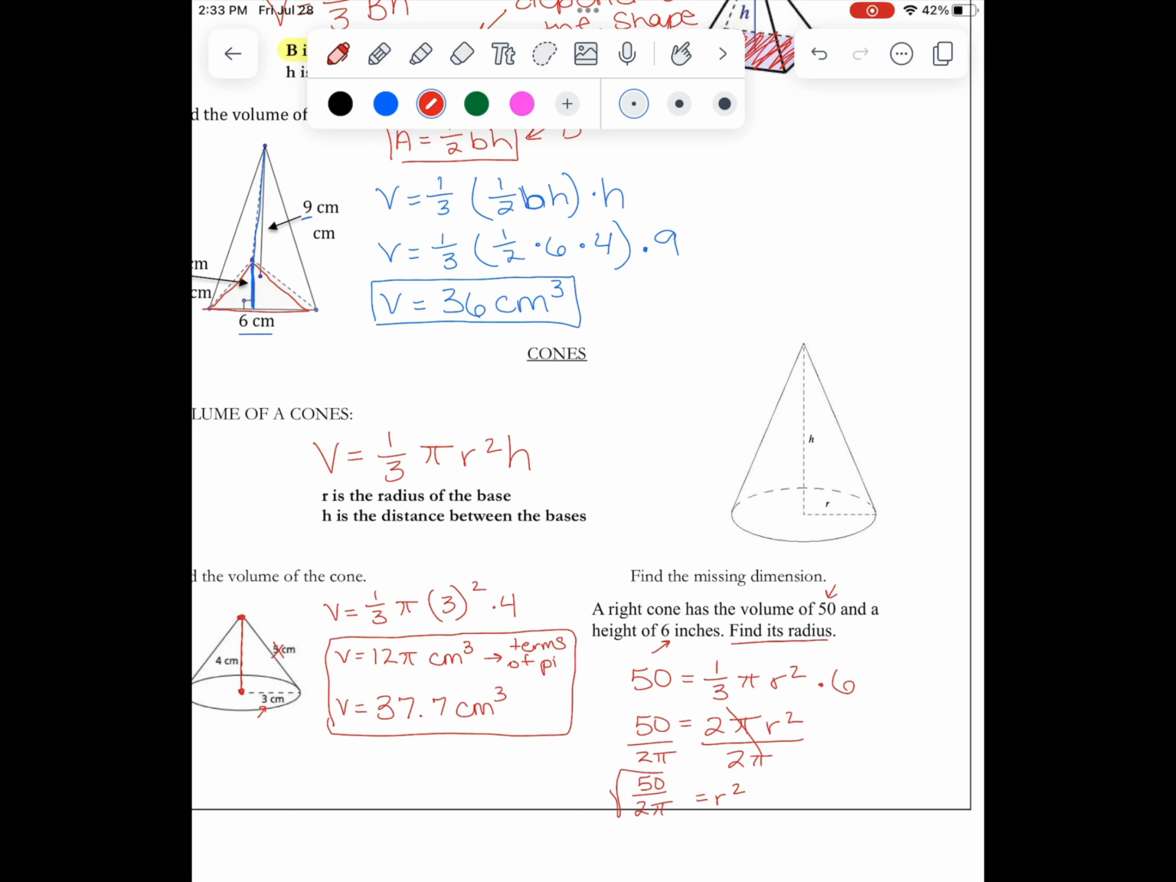Now my last step is to take the square root of both sides. My radius is the square root of 50 over the square root of 2 pi. Now you can plug that into your calculator and get a decimal, or you can also leave your answer like that. For the sake of neatness, I'm going to leave my answer like that.